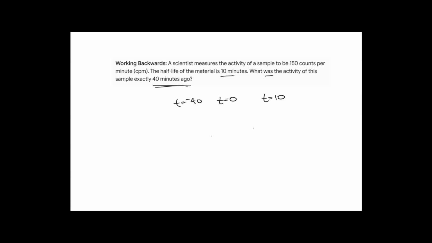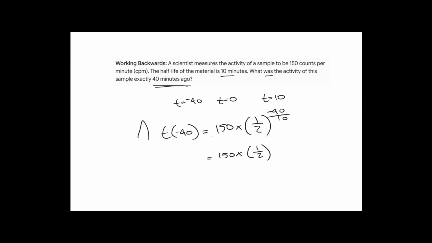Now trust me, because this does actually work. So when time is minus 40, the activity is going to be what it is now, 150 times half to the power of minus 40 over the half-life of 10 minutes. So 150 times half to the power of -4 is going to give us something interesting.